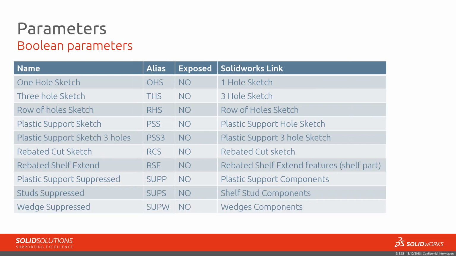Finally, we've got the Boolean parameters, okay, and what this controls is the suppression of each of the features in turn. So if we want them to be suppressed, then in the background the code is choosing which features of the SOLIDWORKS model are being visible or hidden.